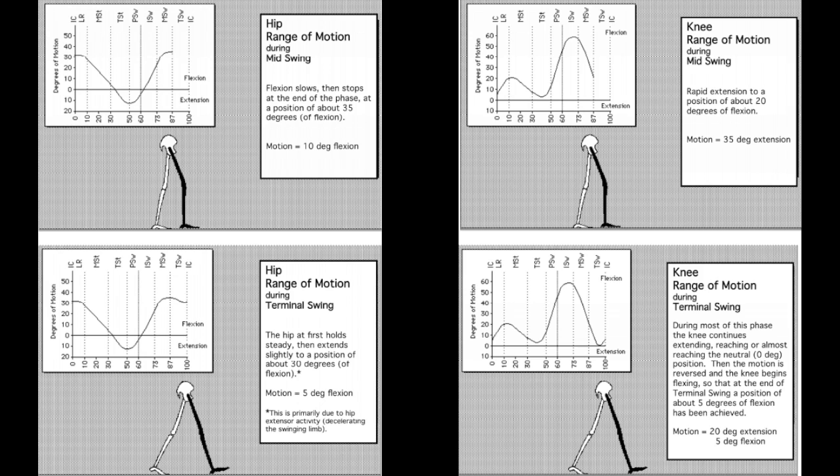The second swing phase is mid-swing. During this phase, the hip goes through flexion while slowing down, doing about 10 degrees of flexion. The knee during this phase will do rapid extension of 35 degrees.